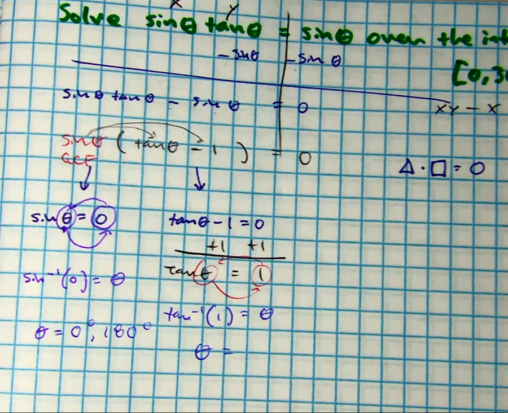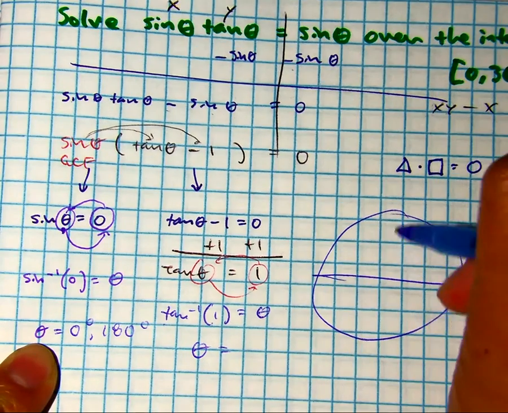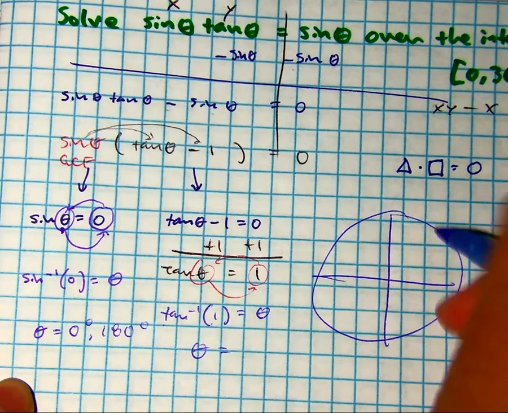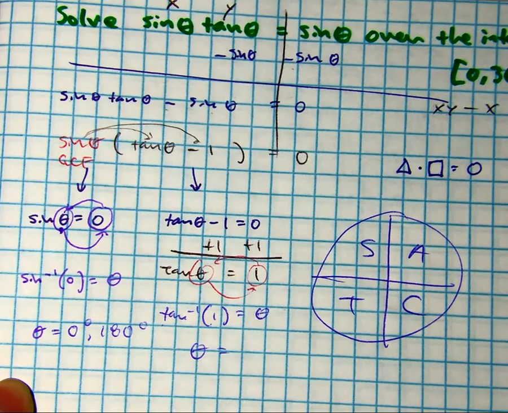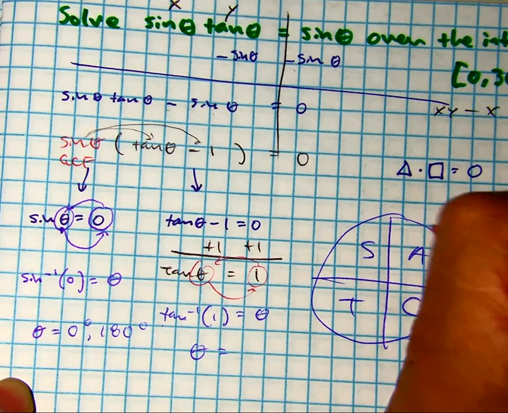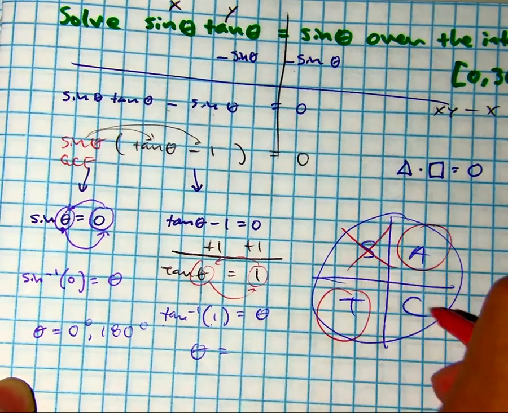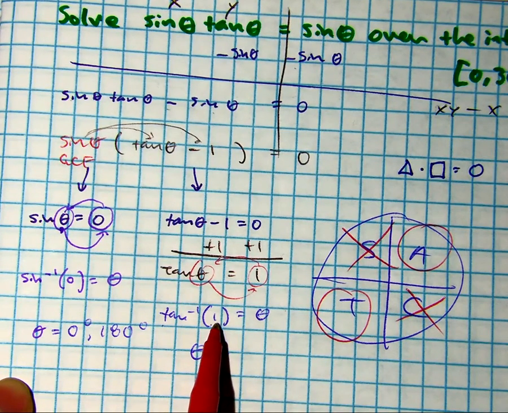Class, where is tangent positive? Class, tell me the acronym. Okay, so where's tangent positive? 1 and 3. Okay, here's the next question. Is this going to be a special right triangle or a quadrantal angle? Talk to your partner. Ready to go.